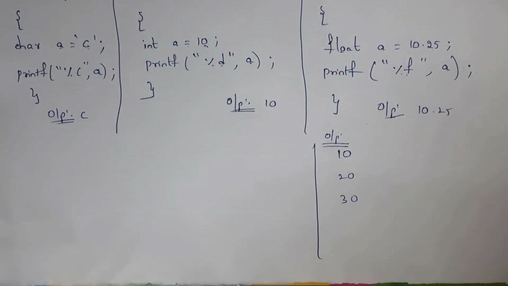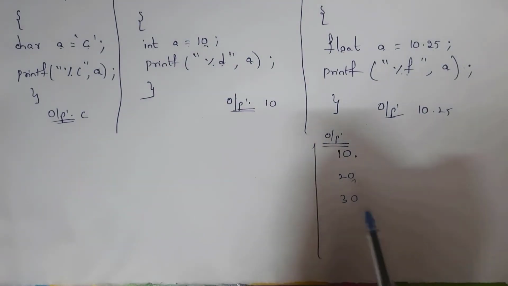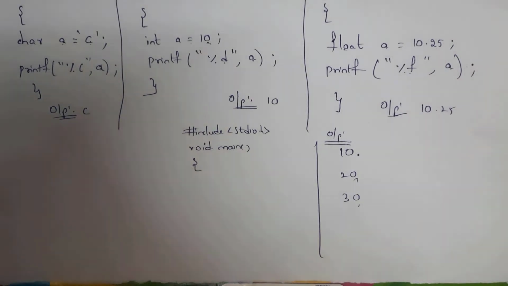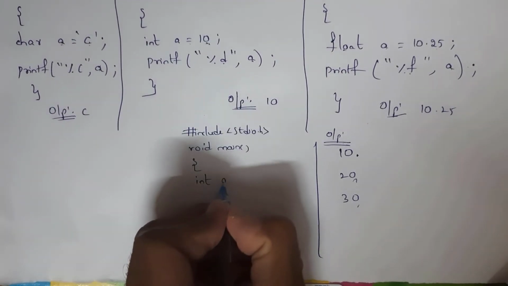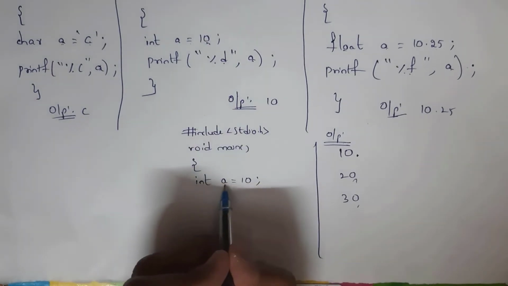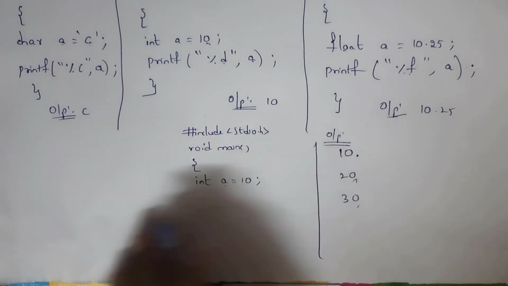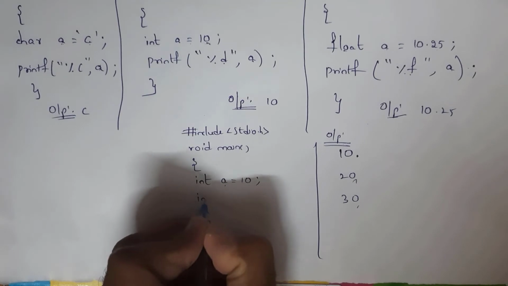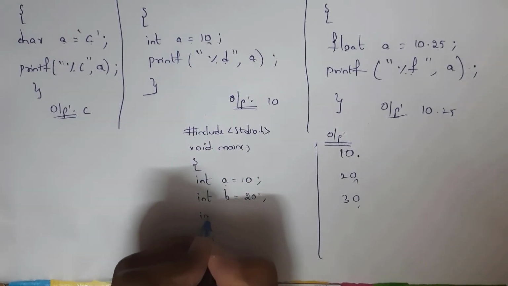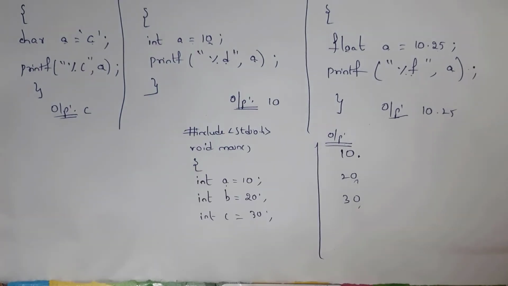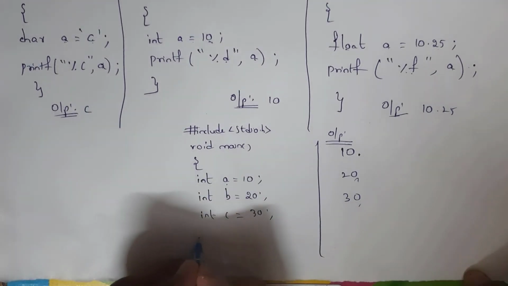I will explain a C program in order to generate output 10, 20, 30. Here I need to store 3 values in 3 variables. So I am taking 3 variables, that is int a equal to 10. I already gave the variable name a, so I cannot take this variable name a again. Again I am taking another variable name, that is int b equal to 20 and int c equal to 30. I want to print 3 values 10, 20, 30. So for that purpose I need to take 3 variables. So I took 3 variables as a, b, c. Now I want to print these 3 values as my output.